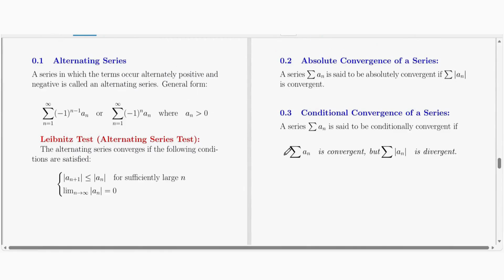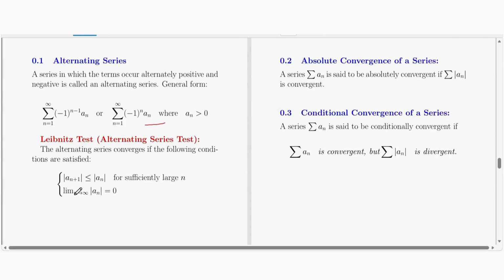Alternating series. A series of the form (-1)^(n-1) a_n or (-1)^n a_n is known as an alternating series. Now, to check the convergence of an alternating series, we use the Leibniz test. So what is the Leibniz test? The alternating series converges if the following conditions are satisfied.